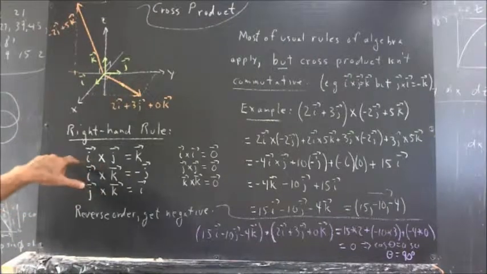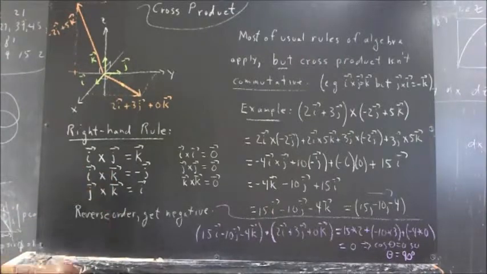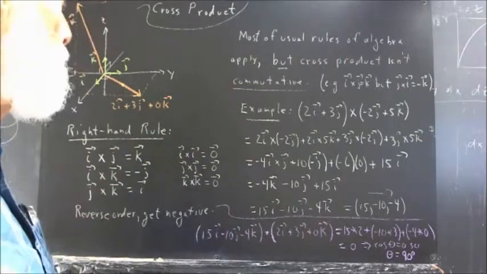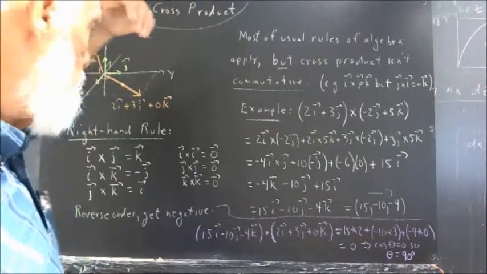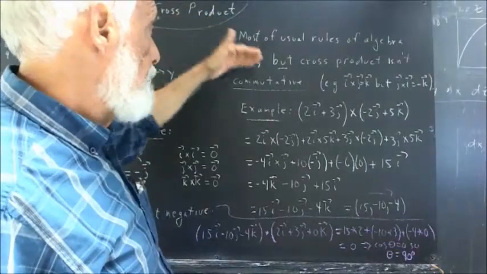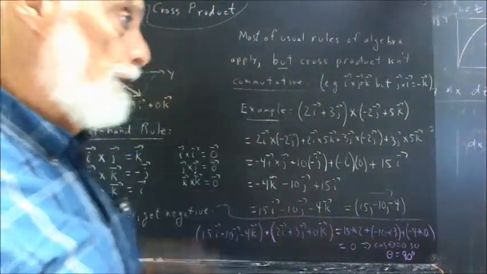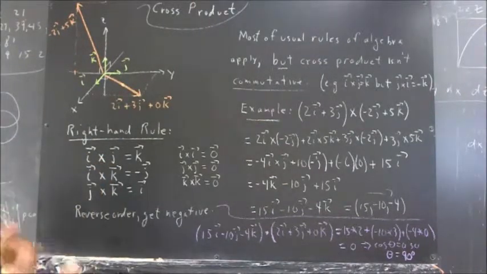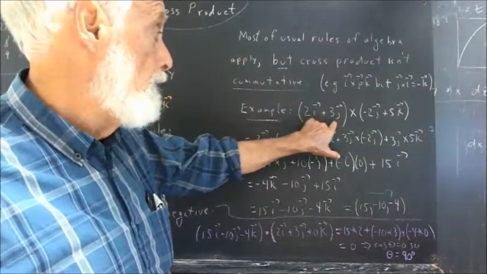Now, why do unit vectors crossed with unit vectors give us unit vectors? There's a motivation for that, but let's just see what the consequences of this definition would be. Now, we're going to say that most of the rules of algebra apply to calculation of cross products, but of course, as we've just seen, the cross product isn't commutative. i cross j is the negative of j cross i, so i cross j is not equal to j cross i.